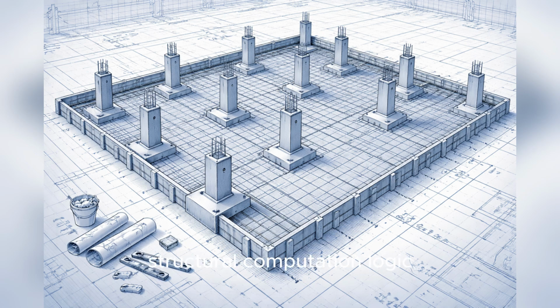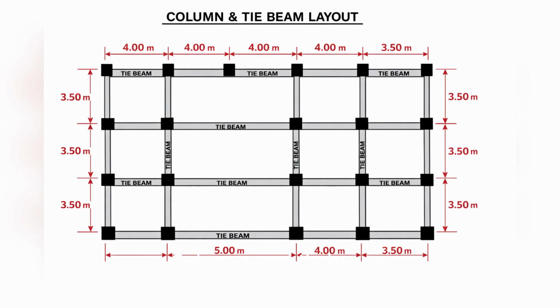DPWH structural computation logic. Columns and tie beams are not priced per house or per floor area. Under DPWH standards, these elements are measured by volume of concrete in cubic meters and by weight of reinforcing steel in kilograms. Accurate quantity takeoff starts from structural drawings that define column size, spacing, and beam dimensions.